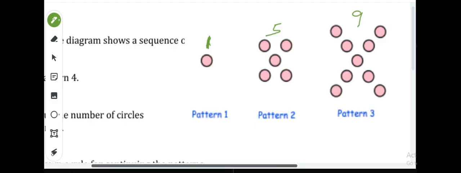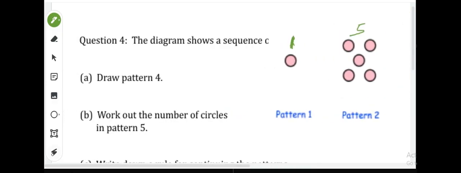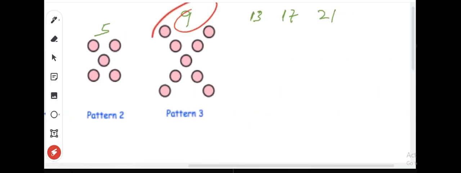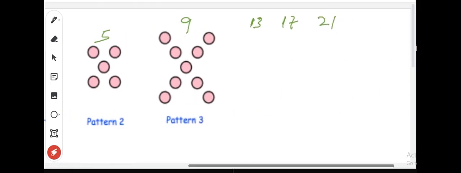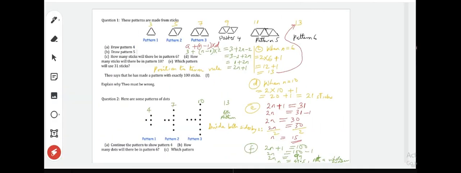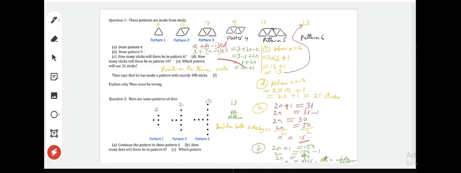But if we wanted to do it in a different way, we find the position to term rule using the same method we have used in the earlier ones. We find the position to term rule, and then we say when n equals that, we get the other answers. When n equals 4, when n equals 5, when n equals 6, we get all their values.